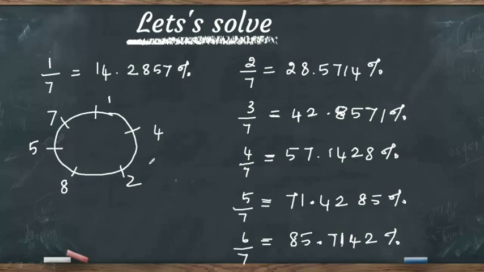And for 4 by 7, it will be 57.1428. And for 5 by 7 and 6 by 7, the same goes respectively.